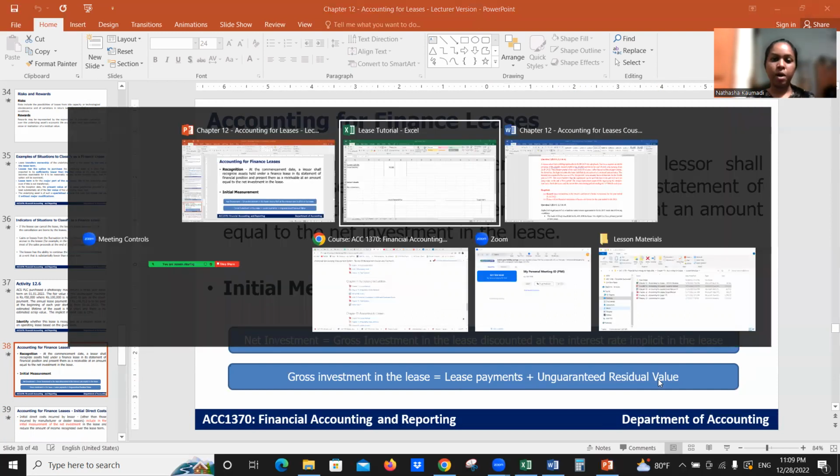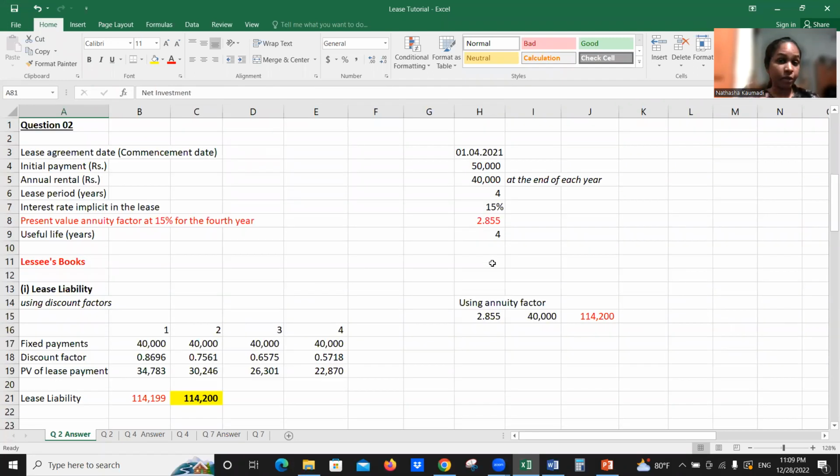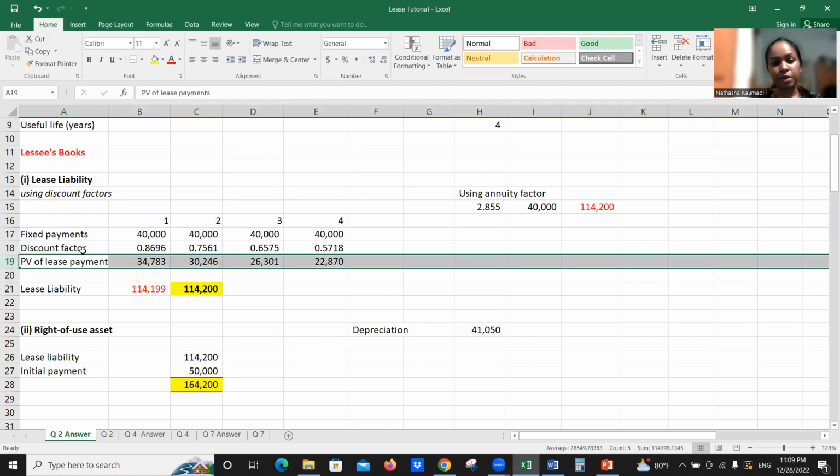Okay. Now I'm moving to the question. When it comes to our question, now the new thing is unguaranteed residual value, no? Do we have unguaranteed residual value in this question? No. Then net investment will equal to present value of the lease payments. Now, haven't we computed this present value of lease payments before? Yes, right? Here you go. We have taken the same figures to compute the lease liability when it comes to the lessee's books.